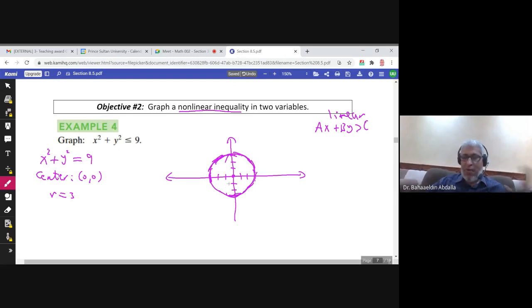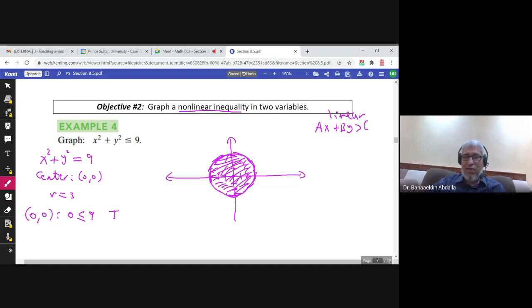Where is the graph? Now I have two regions. Either the graph is inside the circle or outside the circle. So I choose a test point. For example, 0, 0. 0, 0 is always an easy point to choose. You do not choose a point on the circle; you choose a point either inside or outside. So 0, 0 is inside. 0 squared plus 0 squared is 0, less than or equal to 9. That's true, that's correct.